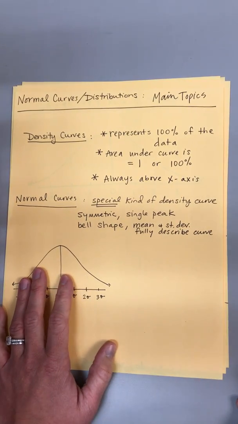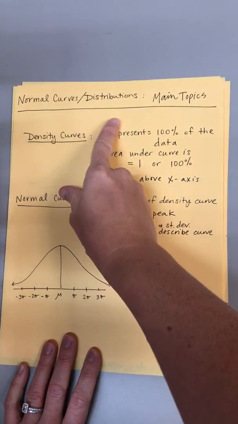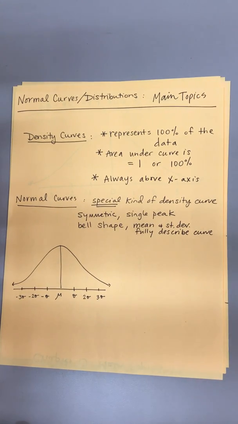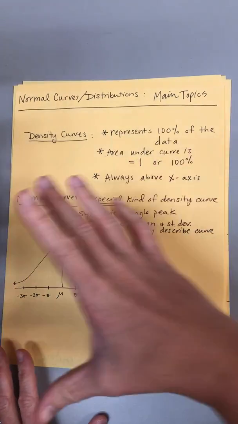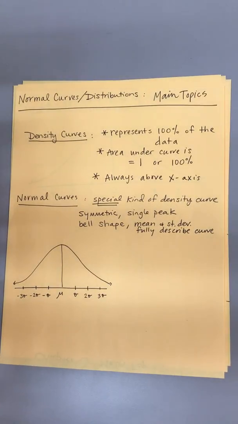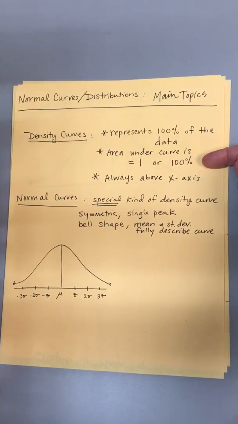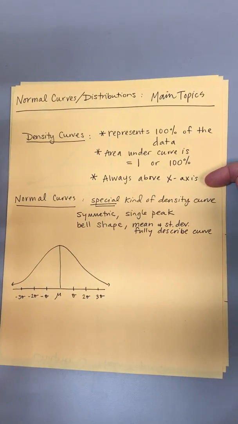This video is to help you understand normal curves and distributions and the main topics about normal curves. The first thing you need to know is density curves. The main overarching vocabulary word for normal curves begins with density curves, and density curves are the broad, generic kind of curve. They represent 100% of the data. The area under the curve is 100%, and they are always above the x-axis.